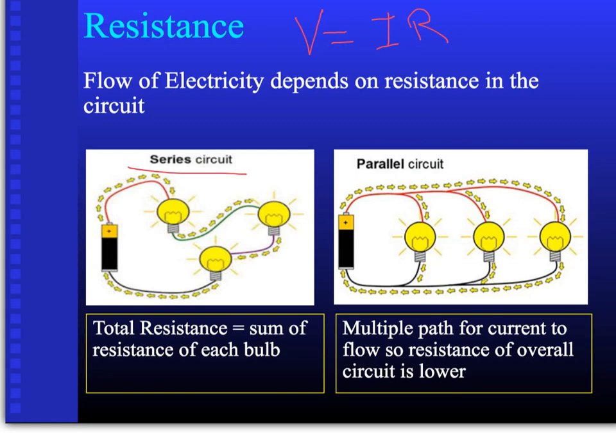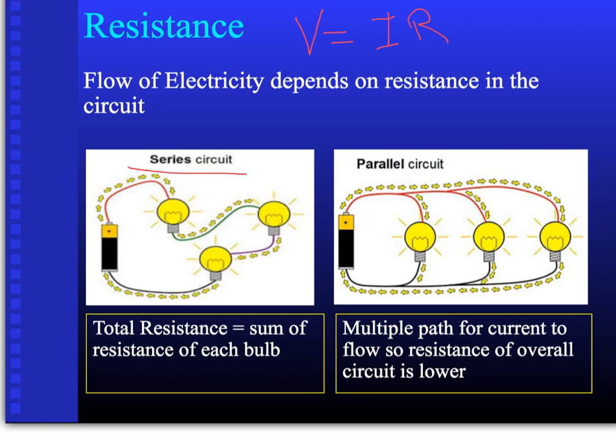So the resistance of each lamp is going to add to the next resistance, and to the next resistance. These three resistance values are going to add together, meaning you have a bigger load in the series circuit, and the current will then be less, given the same voltage.